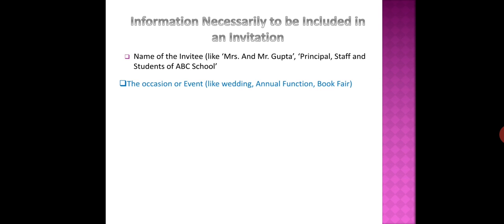The occasion of the event is to be mentioned specifically because the invitation would become meaningless if the function is not mentioned, what function is to be organized. Date and time are two of the most important things to be included in an invitation if someone has to respond to it in a positive manner. Venue is to be mentioned. If there is any chief guest in the function, that can be mentioned.